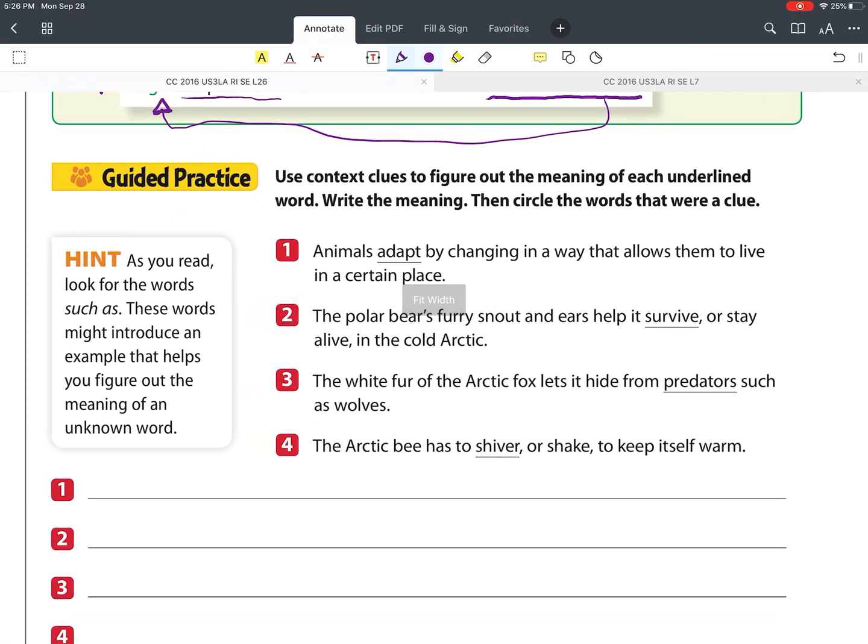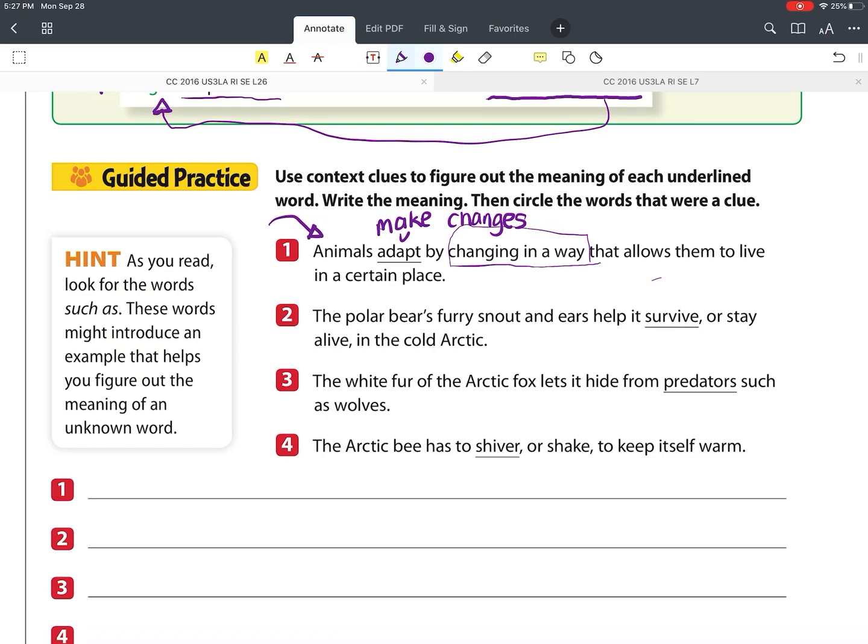So we're going to find some context clues to figure out the meaning of each underlined word. Let's take a look at this sentence. Animals adapt by changing in a way that allows them to live in a certain place. Oh, by changing in a way. I think adapt means make changes. Animals change, they make changes that allows them to live in a certain place. Animals adapt.